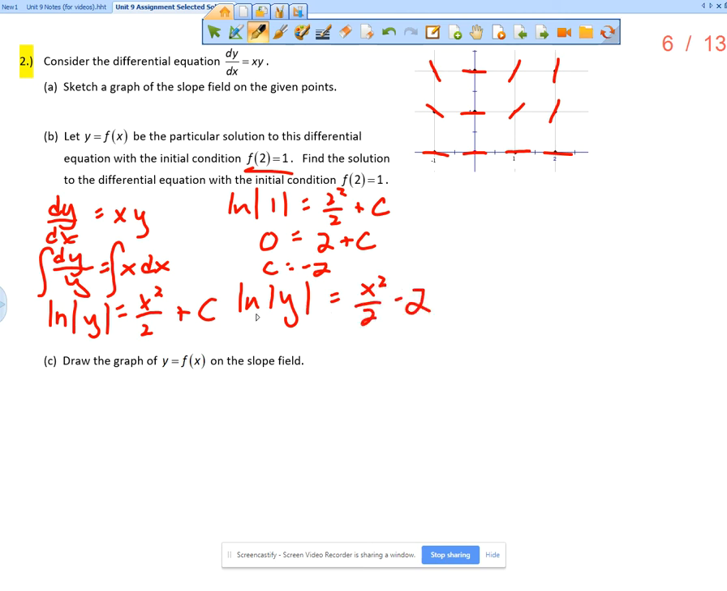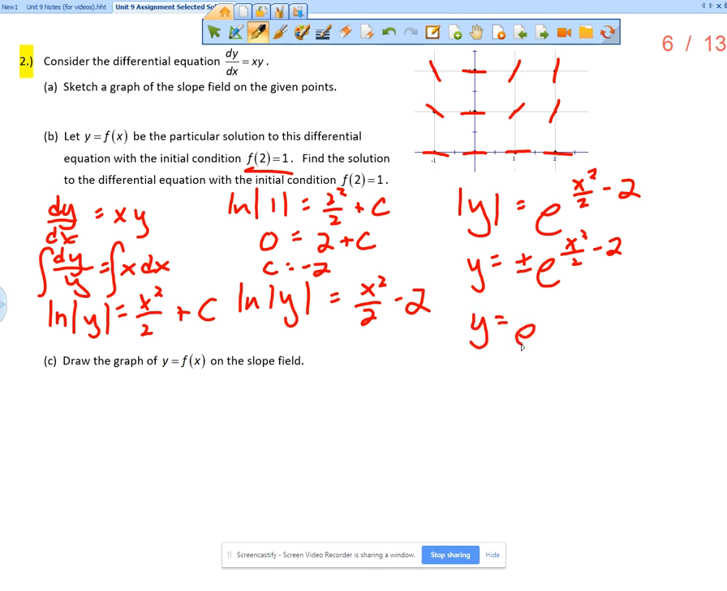Now solve for y. So I exponentiate both sides. The absolute value of y equals e to the x squared over 2 minus 2. Remember, the whole thing is in the power of e. Then I have the absolute value, so I get rid of that by taking a plus or minus. So plus or minus e to the x squared over 2 minus 2. Now you ask yourself, which one, plus or minus? If f of 2 is 1, then I need to make sure that this is positive. So y equals the positive e to the x squared over 2 minus 2.